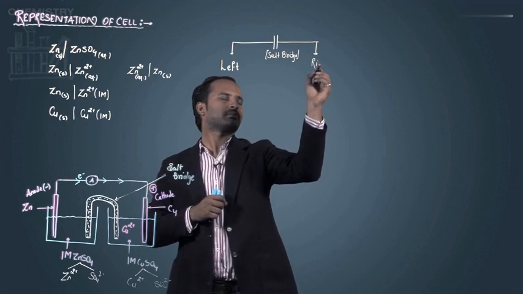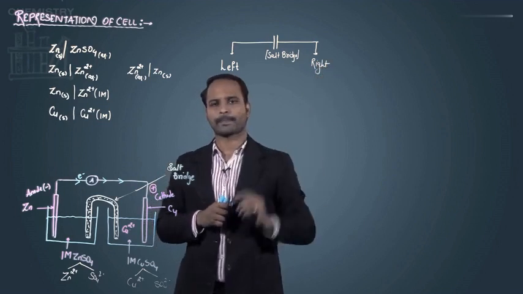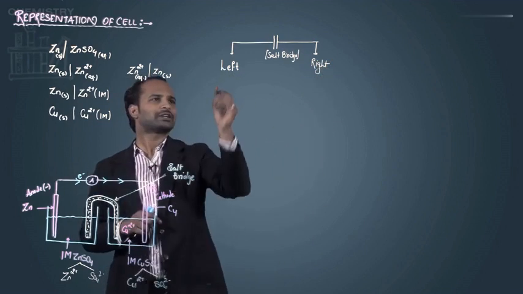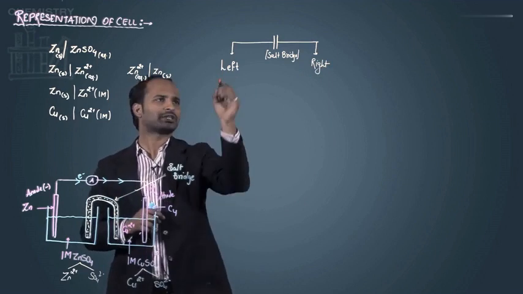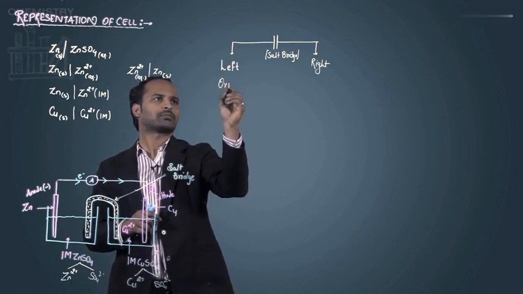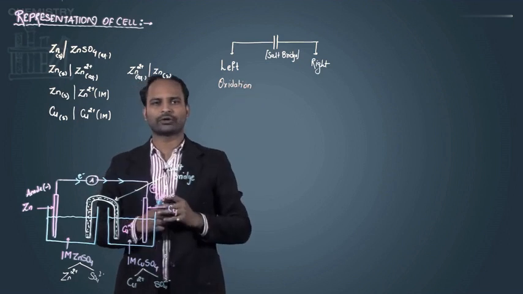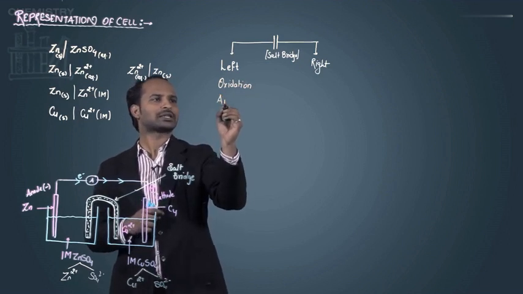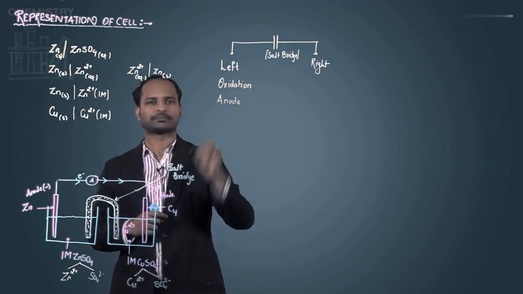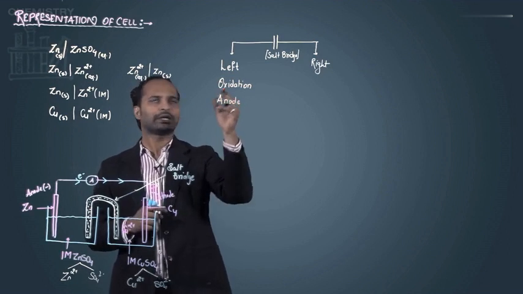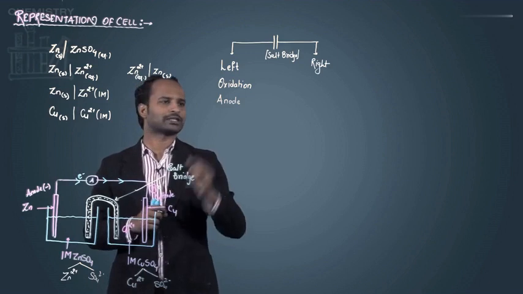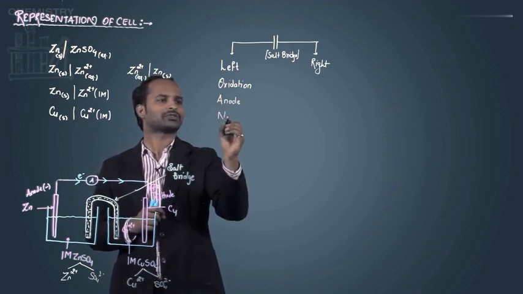Right side. On the left hand side, we consider that electrode which undergoes oxidation. And the electrode where oxidation takes place is called an anode. In the case of a galvanic cell, the anode is the one which carries negative charge.